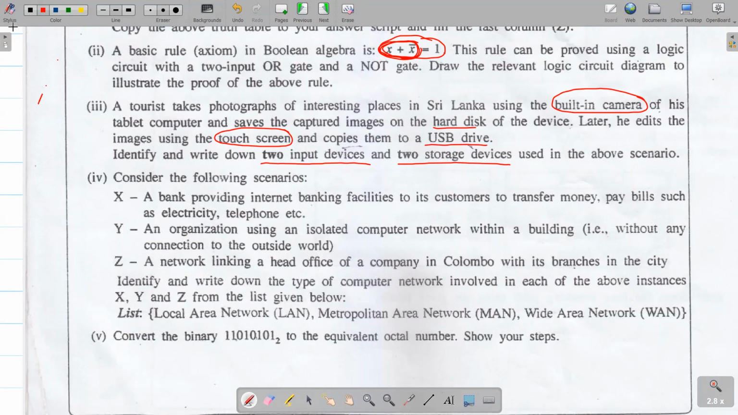Fourth one is about some explanation regarding the networks. So they're asking you to check what is LAN, what is WAN, and what is MAN. A bank providing internet banking facility to its customers to transfer money and pay bills such as electricity and telephone. If you are talking about internet, it's going to be a WAN. An organization using an isolated computer network within a building without any connection to the outside world. Yeah, it is an isolated one. If it is within a building, definitely it's going to be a LAN.